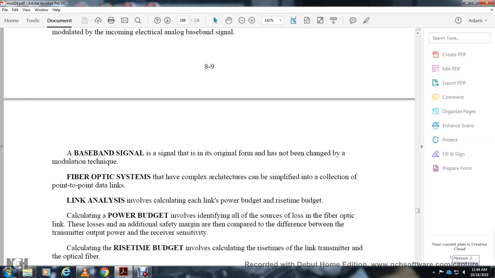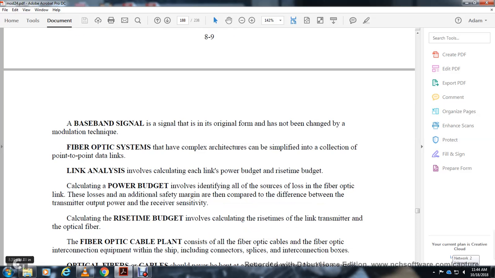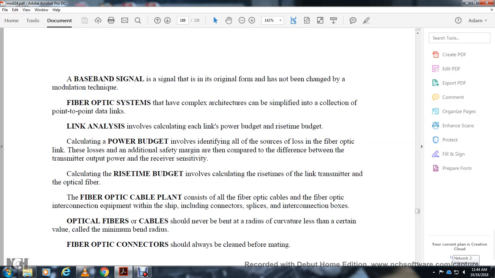Calculating the power budget involves identifying all sources of loss in the fiber optic point-to-point link, along with an additional safety margin, and comparing it with the difference between the transmitter output and the receiver sensitivity. Calculating the rise time budget involves calculating the rise time of the link, transmitter, and optical fiber. A fiber optic cable plant consists of all the fiber optic cable and the fiber optic interconnection equipment, including the connectors and splices.